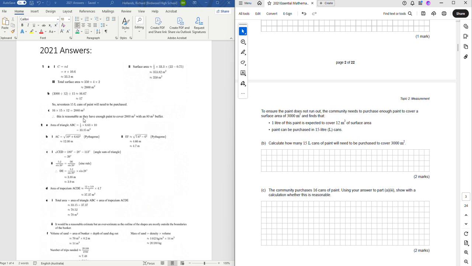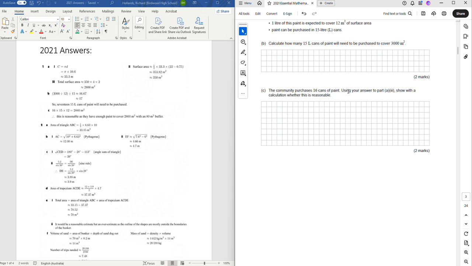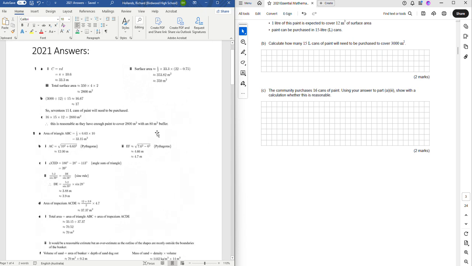The community purchases 16 cans of paint. Using your answer in part A3, show with the calculation whether this is reasonable. So that's asking you for this answer here, 2,800. Calculate whether 16 cans of paint is reasonable. So 16 times 15 times 12 equals 2,880. And that is more than a reasonable buffer because you have 80 meters squared left over with that paint. So you just calculate that, throw it in there.